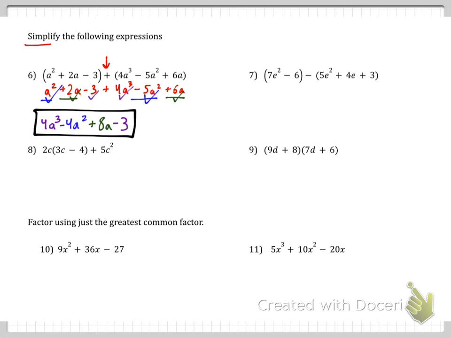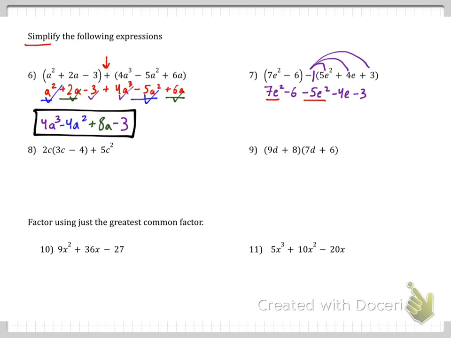For number 7, we have subtraction. The thing you have to remember here is that there's a negative 1, and you need to distribute that negative across all the terms inside the second set of parentheses. So let's drop the parentheses for the first one. And for the second one, we're going to distribute the negative 1. So we get negative 5e squared minus 4e minus 3.